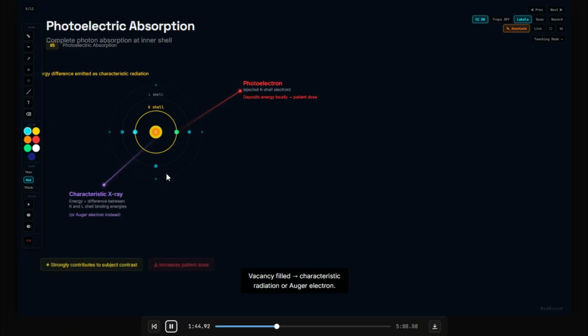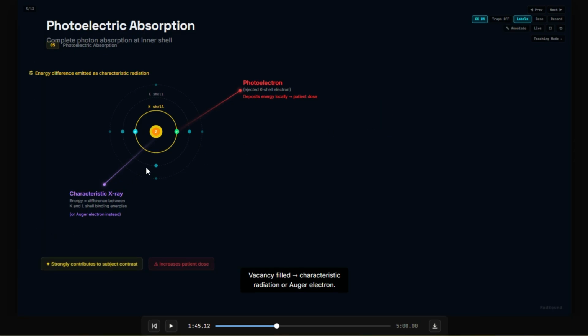And then the energy difference will be released. It will form a characteristic X-ray, or another electron if the energy is less. So in a nutshell, the incident photon comes from outside and hits an inner, tightly bound electron, which will be ejected, and the energy will be deposited locally. Then an electron from the outer shell will fill this vacant place, and the difference in energy will be released as characteristic radiation.